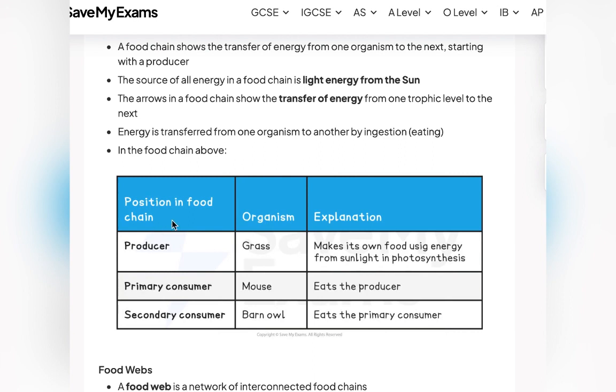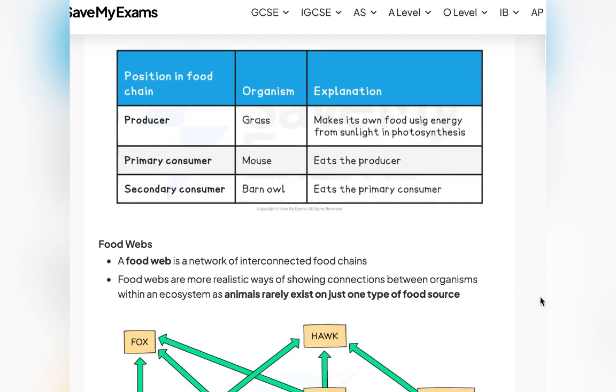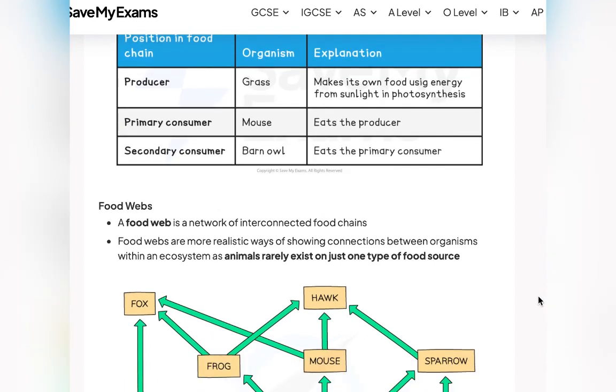Then the second position is the primary consumer. A good example is the mouse, which eats the producer, the grasses. The secondary consumer is the third-level position in the food chain, which is like the barn owl. So this is a good example. Now let's go to the food web. What is a food web?